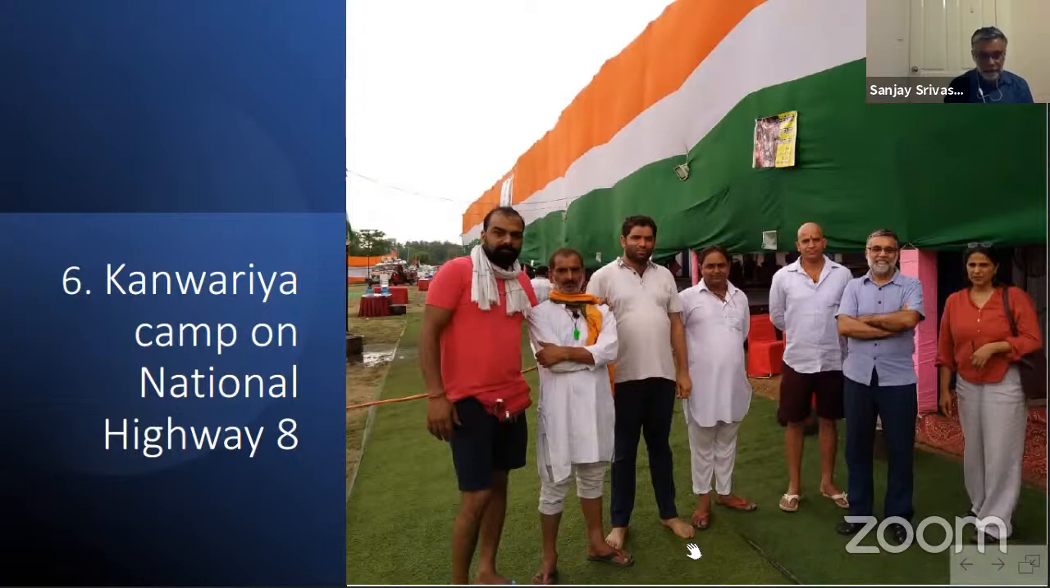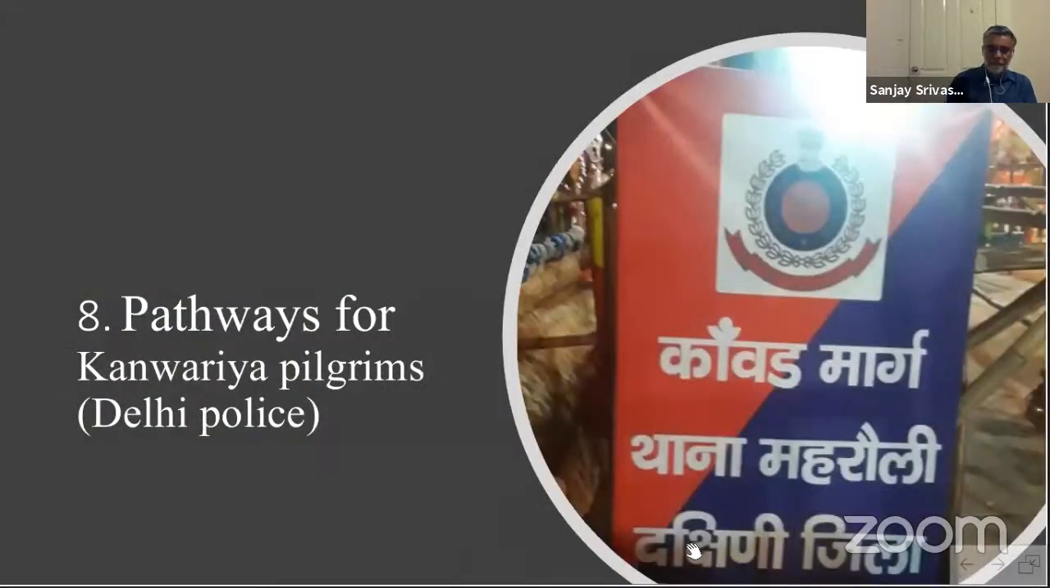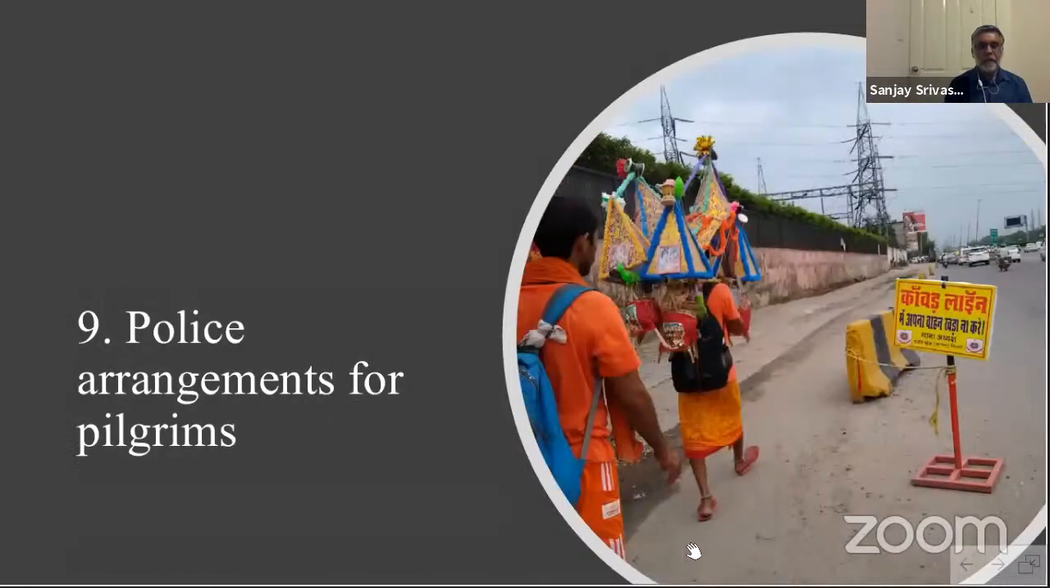Including creating safe passageways for pilgrims. You have to register and get permission from the district administration and the police. Including creating safe passageways for pilgrims and directing traffic around the pilgrim routes. Okay, so I'll just leave you with these images and I'll go to my third vignette.